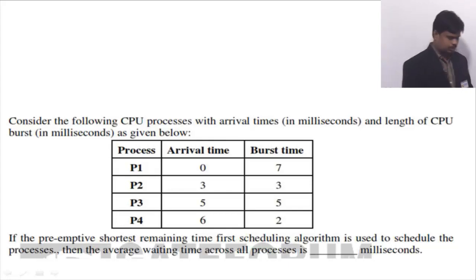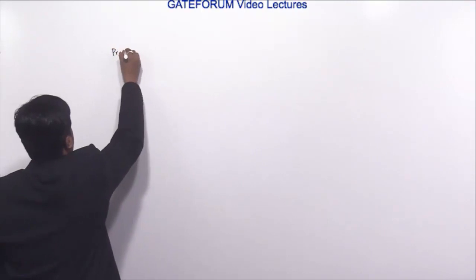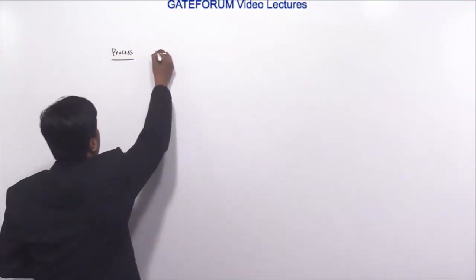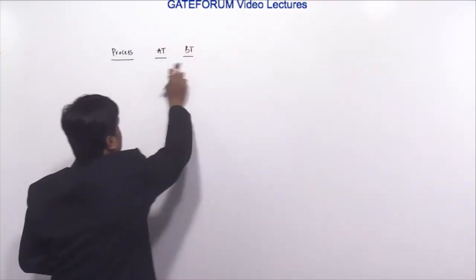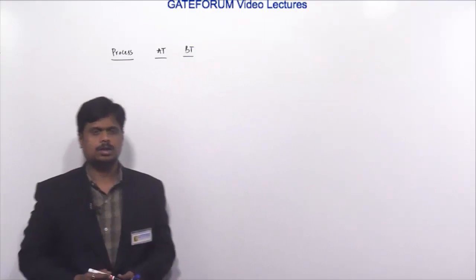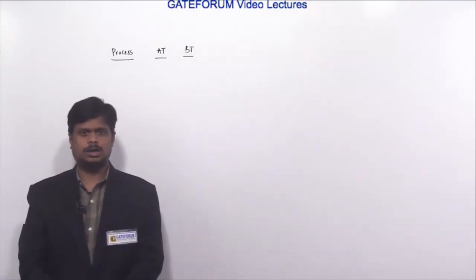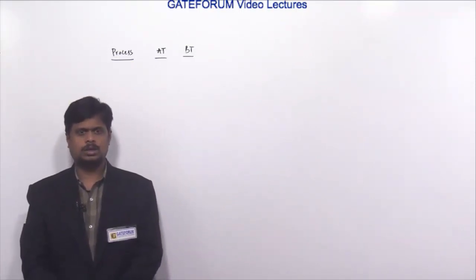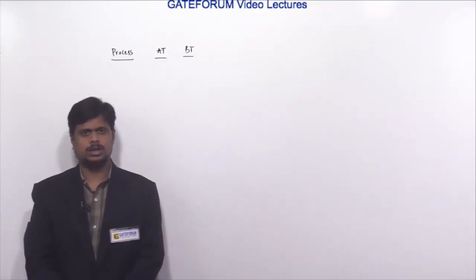So the given table has the process ID, arrival time, and burst time, with arrival time and burst time given in milliseconds. Coming to the rest of the question statement: if the preemptive shortest remaining time first scheduling algorithm is used to schedule the processes, then the average waiting time across all processes is dash milliseconds. So this is the question statement.